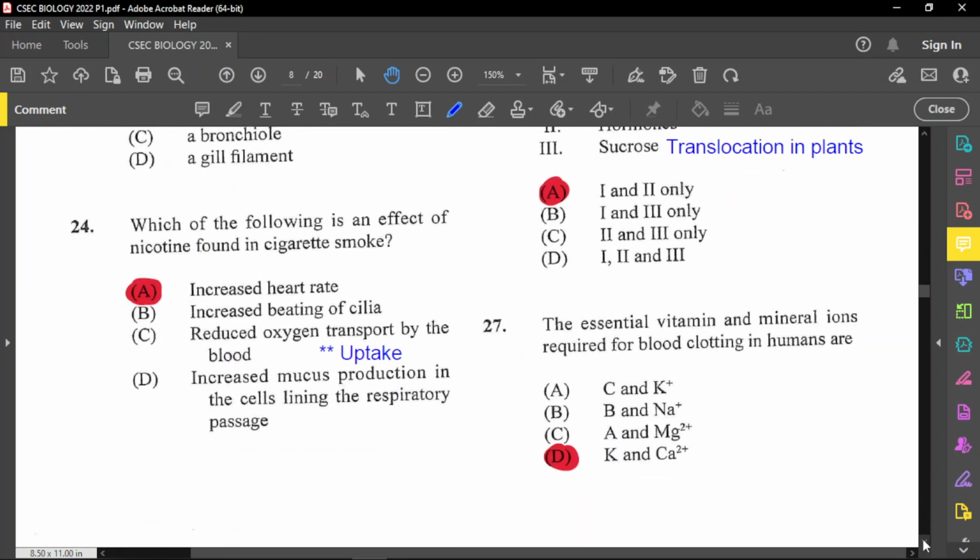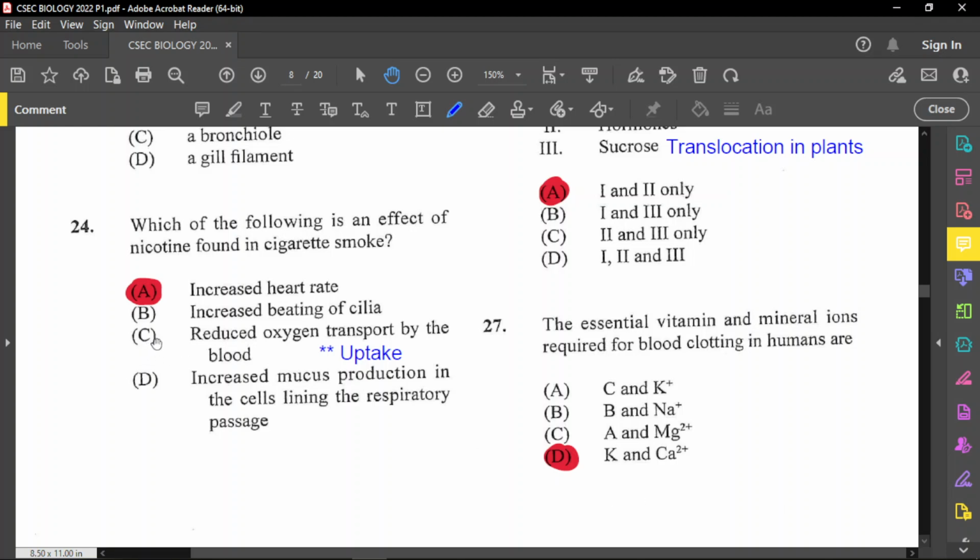But question number 24 is which of the following is an effect of nicotine found in cigarette smoke? And so directly it increases heart rate. All right, and the reason for that is because the body is not able to absorb enough oxygen. And so the heart compensates for the low oxygen. So the heart beats faster to pump more oxygen to the body cells. All right, so that would be the answer for question number 24.